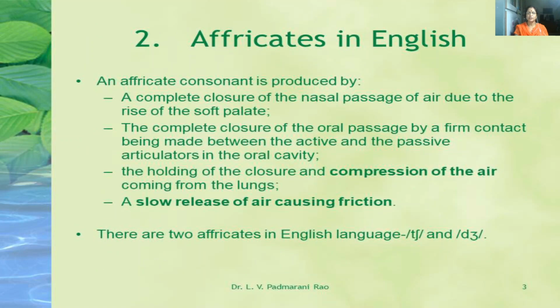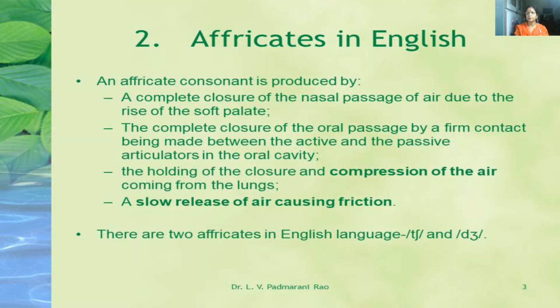An affricate consonant is produced by, number one, a complete closure of the nasal passage of air due to the rise of the soft palate. The air that is coming out from the lungs has to pass through the mouth only because the nasal cavity is closed. The complete closure of the oral passage is the second feature of an affricate. You find the same features in plosive as well.